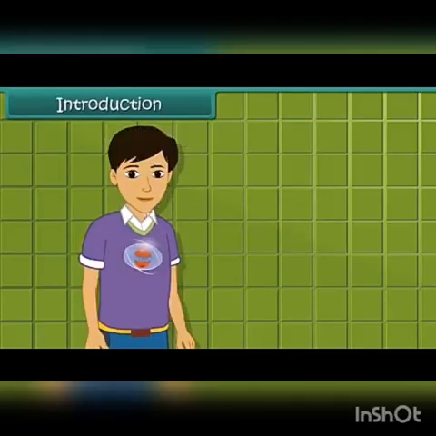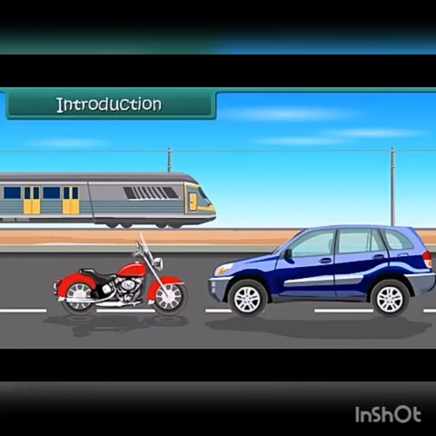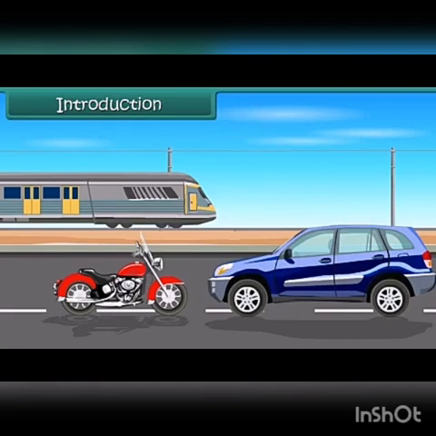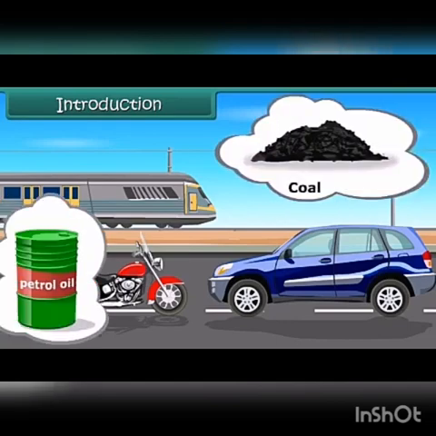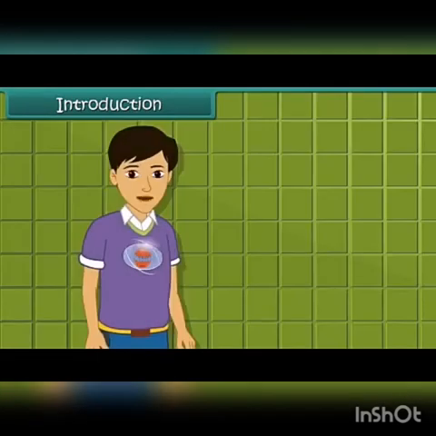Introduction. Hi friends, we can see so many vehicles like bikes, cars, trains, etc. all running around us. They don't eat any food like any living being does. Then how do they get their energy? Yes, they get their energy from fuel. The fuel can either be coal or petroleum product. They provide energy for vehicles to move. In this module, we are going to learn more about these natural energy resources.